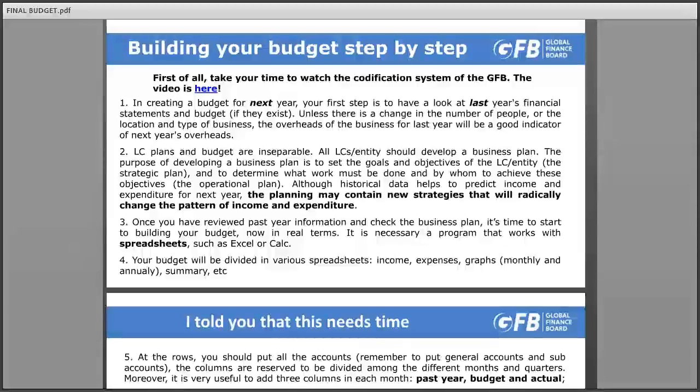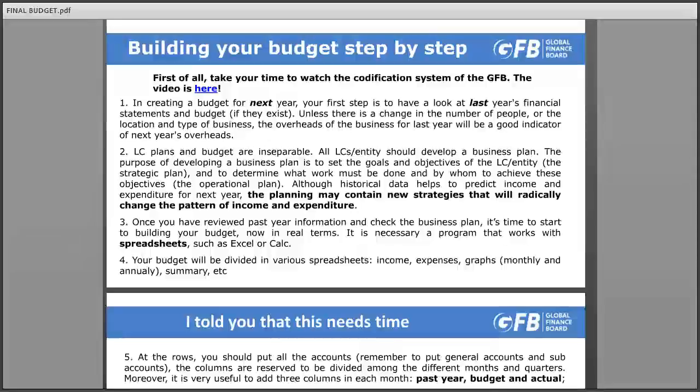LC plans and budgets are inseparable, so LCs and entities should develop a business plan. The purpose of developing a business plan is to set the goals and objectives of the LC entity, which is the strategic plan, and to determine what work must be done and by whom to achieve these objectives, which is the operational plan. Remember that although historical data helps to predict income and expenditure for next year, the planning may contain new strategies that will radically change the pattern of income and expenditure.